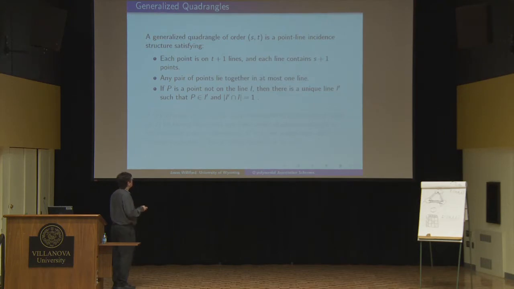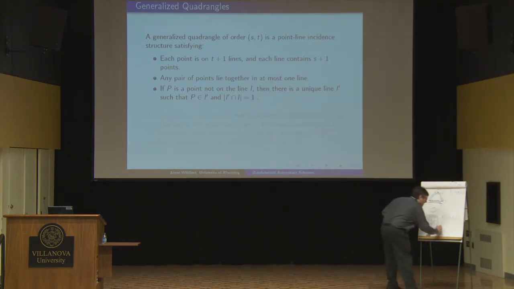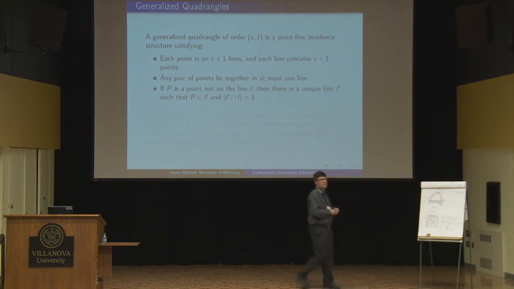Each point is on the same number of lines. Each line has the same number of points. And of course, lines act like lines: you don't have two lines intersecting in two points. But then you have this last axiom for a GQ, which is that you take a line and you take a point not on it, and there's a unique line through this point meeting this line. In particular, there are no triangles in this incident structure.